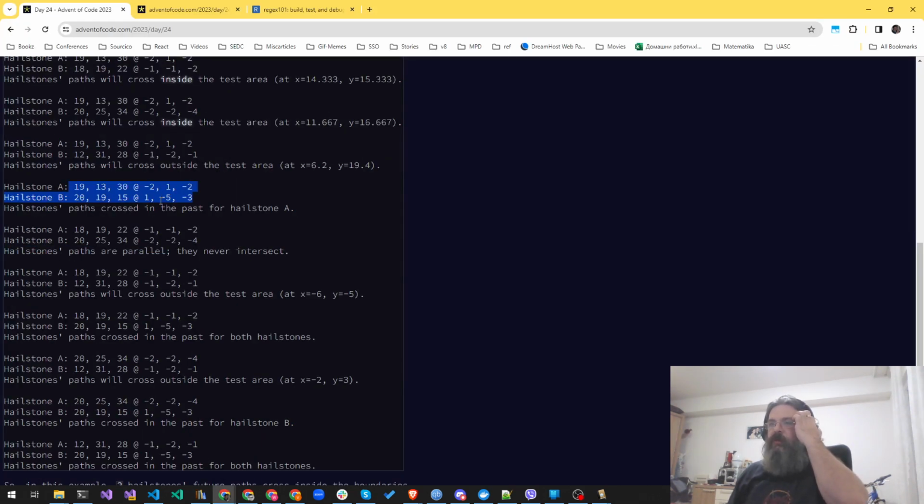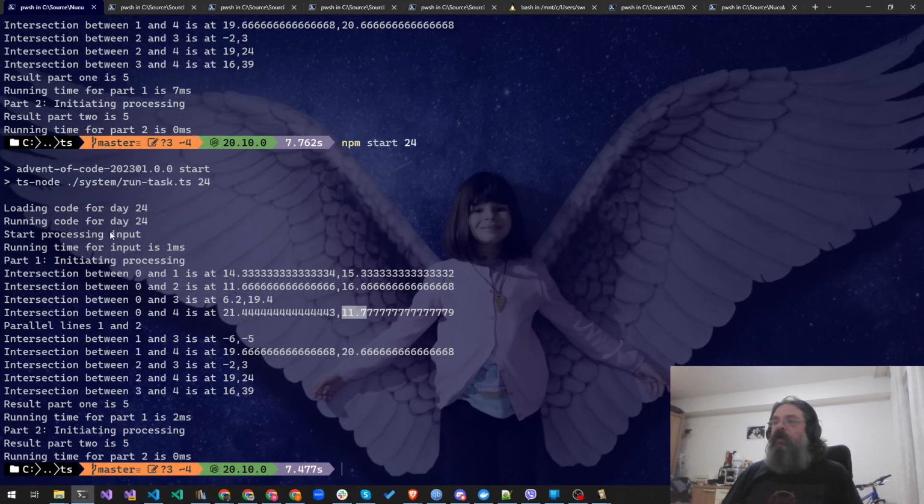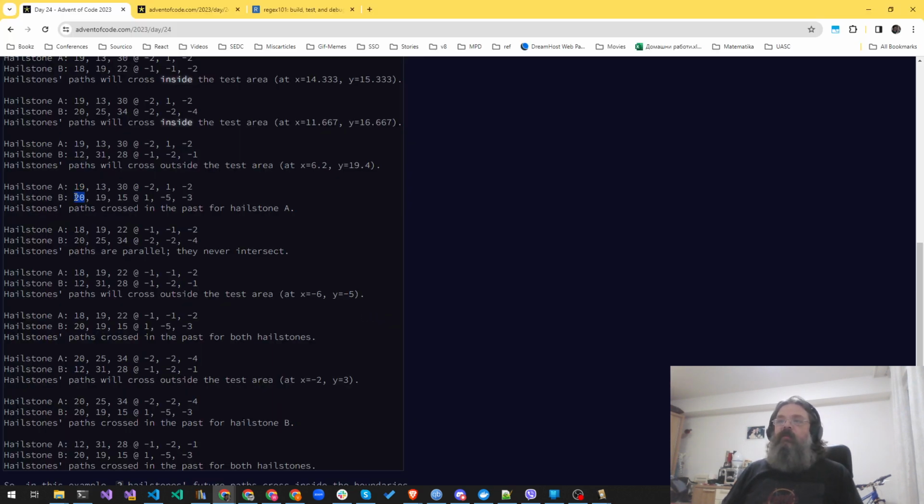these two hailstones. And we can see that for this one, the y velocity is up, which means it will go 19, 20, 21, and so on. So everything that's under 19 is going to be in the past. And we have 11.7, so that's in the past for that line. Similarly, for the B, we have -5, which means everything that is over 20 is in the past because it goes 20, 15, 10, 5, 0, and so on.